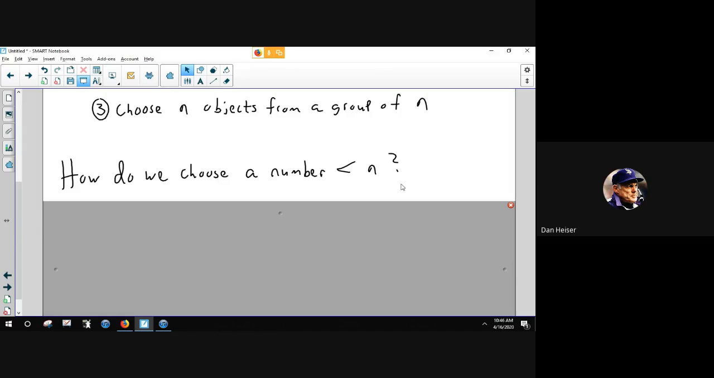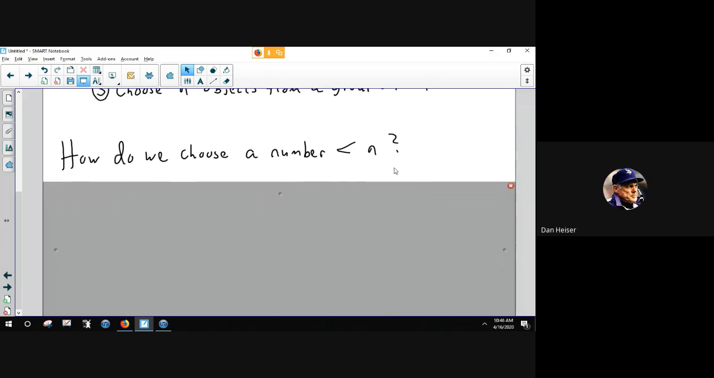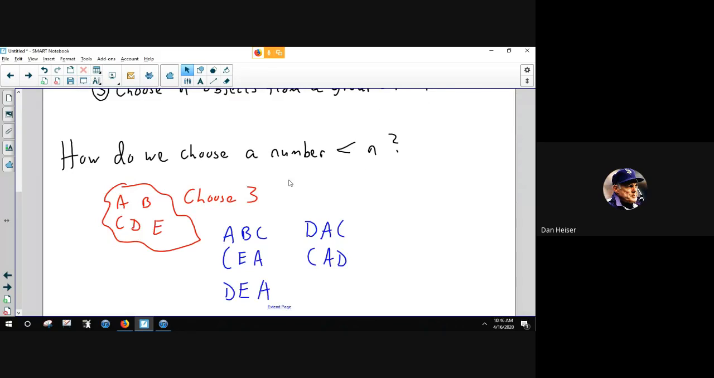My seating chart example: how many people can sit in the front? Back when we actually had class face-to-face, there were 4 people that sat in the front. All 12 people can't sit in the front desks. Only 4 can. So I had to choose 4 out of 12. So how do we do that? How do we choose a number smaller than n, smaller than the entire whole? Well, let's take a look at that.